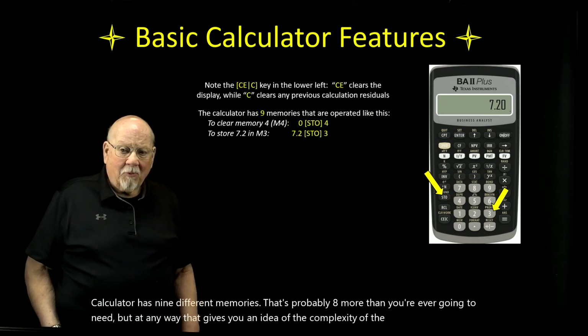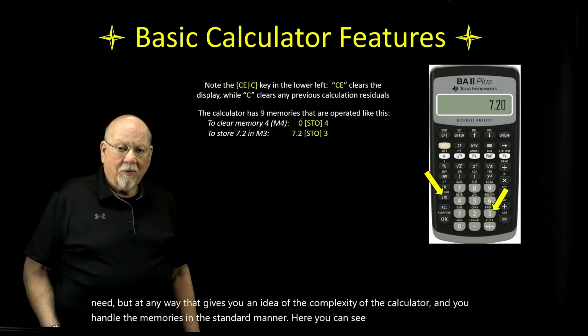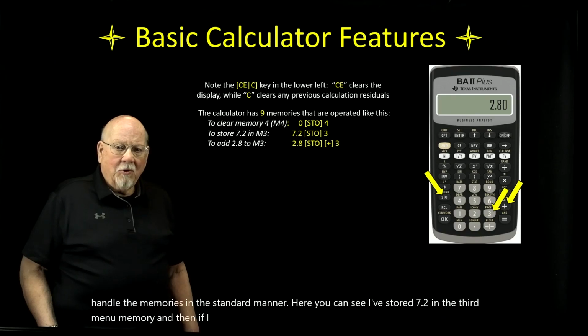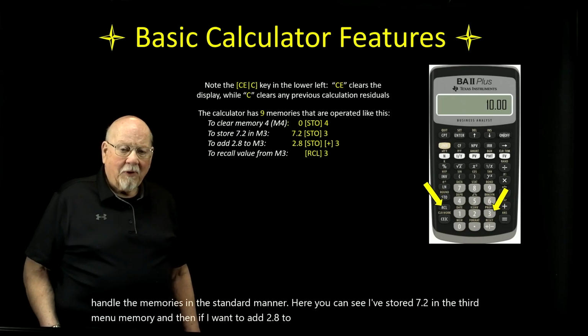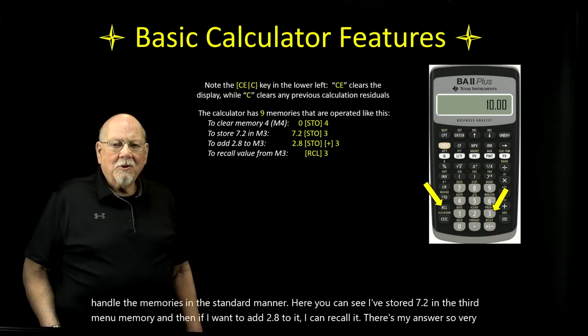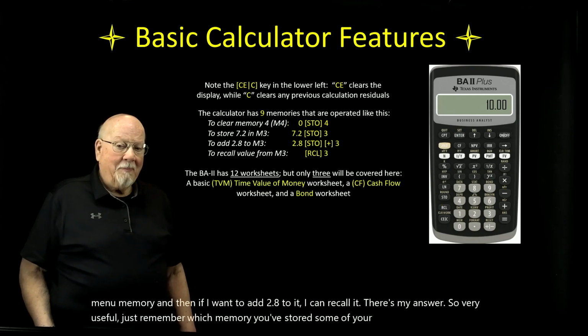And you handle the memories in the standard manner. Here you can see I've stored 7.2 in the 3rd memory. And then if I want to add 2.8 to it, I can recall it. There's my answer. So very useful. Just remember which memory you've stored some of your numbers in when you do it.